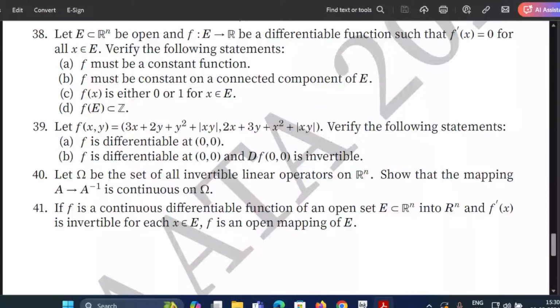But is it possible to find a counterexample? That's my question. Is it possible to find a counterexample where in a component the derivative of the function is 0, but the function is not a constant function? So R is the domain.